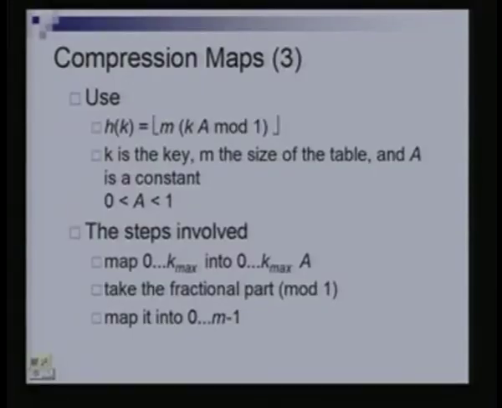Okay, what are other kinds of compression maps you can use? So there is this other compression map you can use. Essentially, I'll first read out this second part. What you do is, suppose your keys are in the range 0 through k max. Recall, we are now assuming that our keys are integers, because we first used the hash code map to convert anything that was non-integral into an integer. So our keys are in the range 0 through k max.